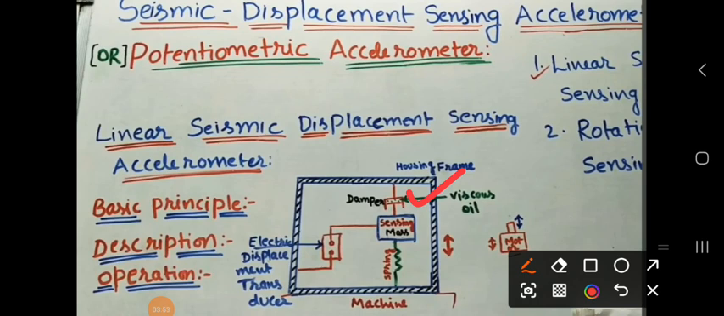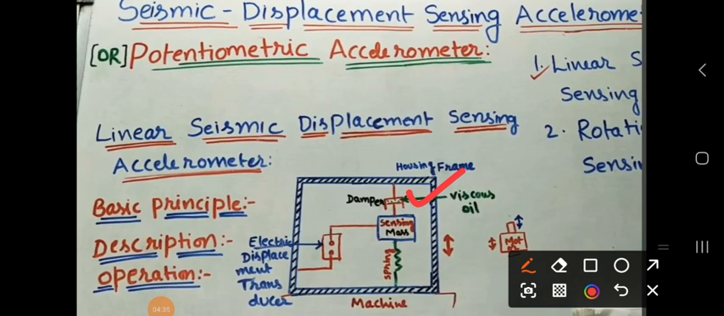The unnecessary vibrations will be avoided by using this damper. It gives support to the sensing mass and avoids unnecessary vibrations. Here the sensing mass is connected to the spring, which is connected to the machine, and the damper is also between the sensing mass and the housing frame. These are the important components of this seismic displacement sensing accelerometer.